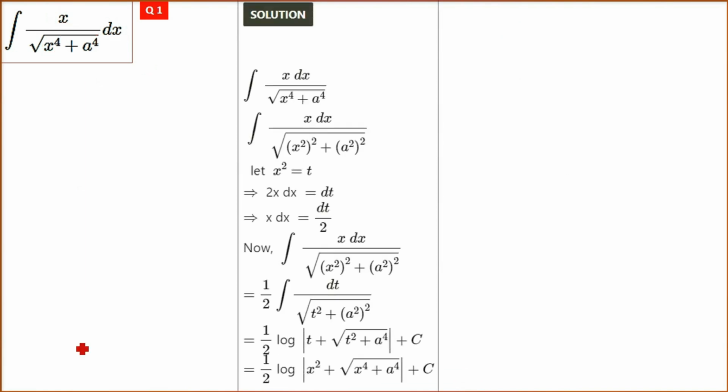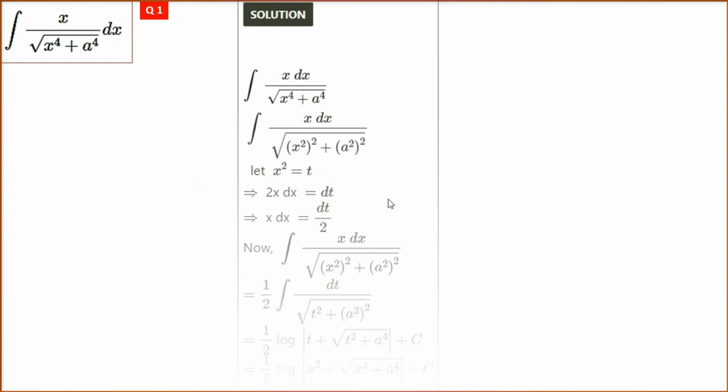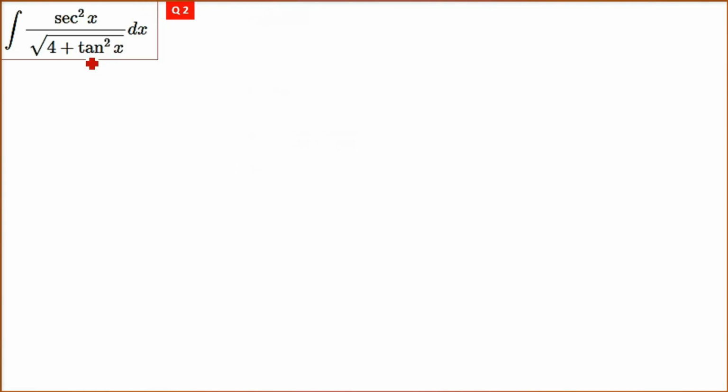Now how to do this? This is the way you are going to adopt, and this is the way you are going to write it. Now in the next question, it's very clear that tan x will give you sec square x. So our one aim is that we need something from the denominator to put and get the numerator, and vice versa.